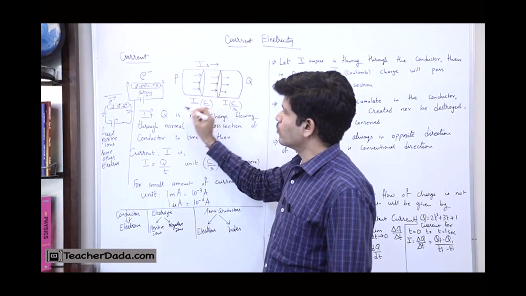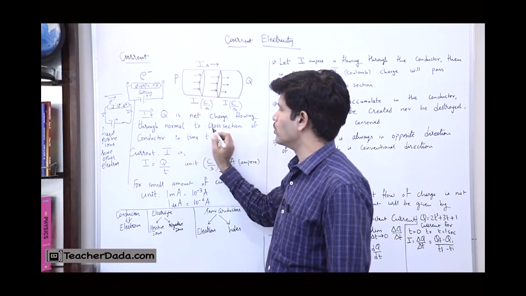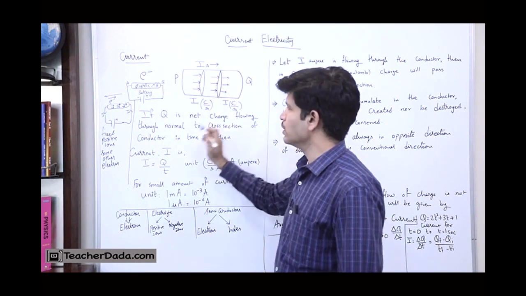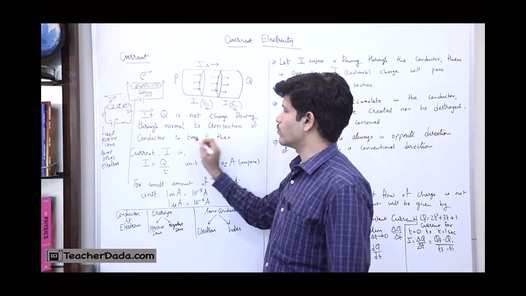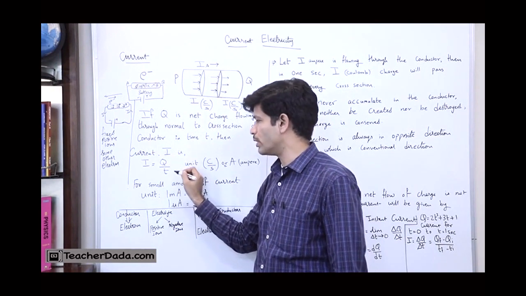So what is this written here? If capital Q is the net charge flowing normal to the cross section, as you know this is a cross-sectional conductor diagram, through the normal to the cross section of the conductor in time t, then current I is given as capital I is equal to capital Q by t.